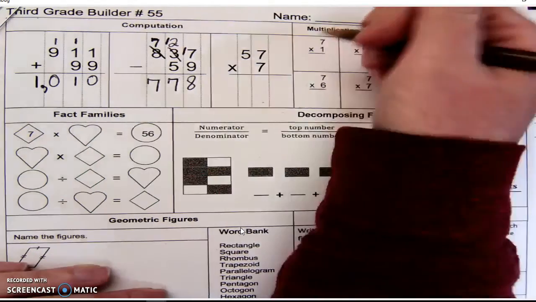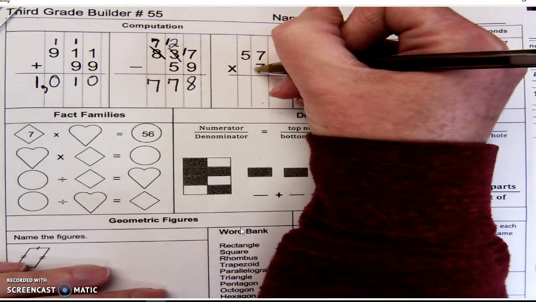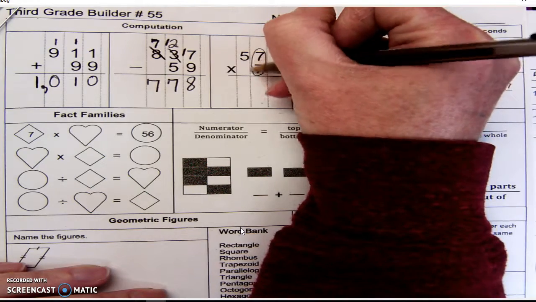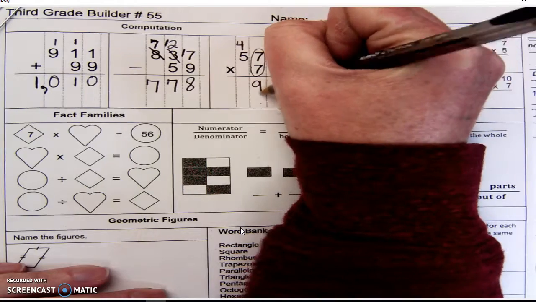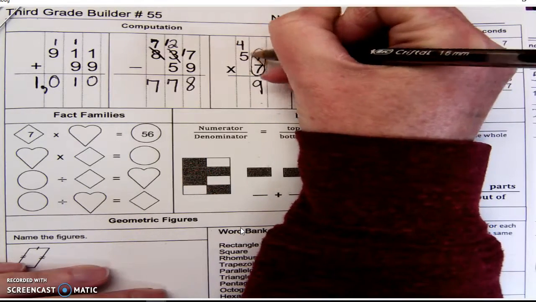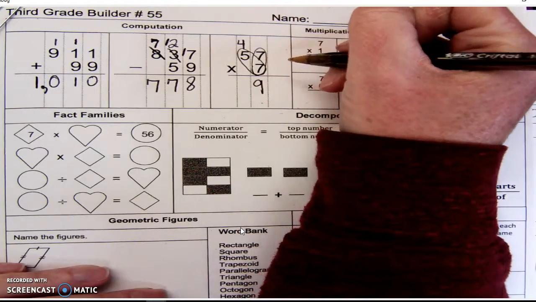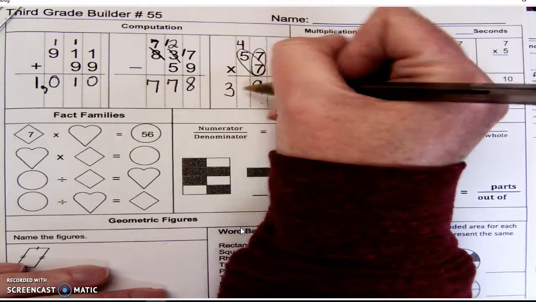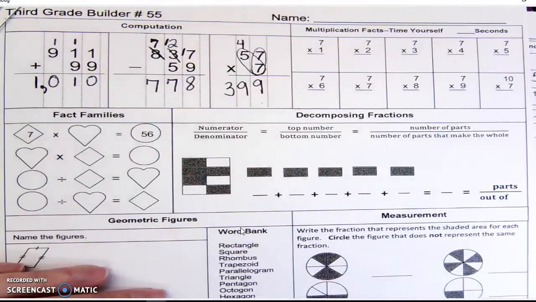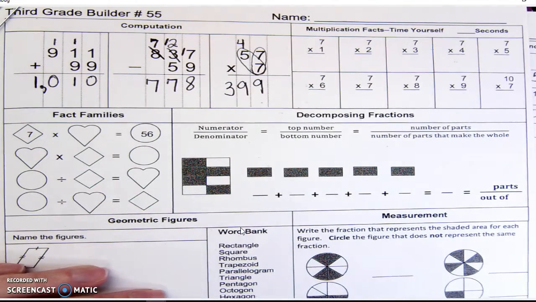Now we're going to multiply 57 times 7. Start by multiplying 7 times 7, and that's 49. Then I'm going to multiply 7 times 5 is 35, plus 4 more is 39. So I get a product of 399.